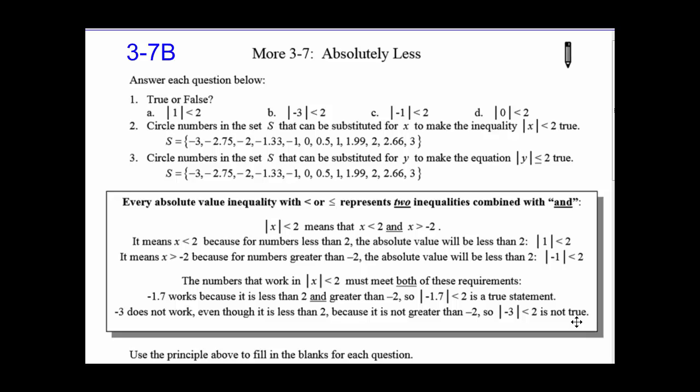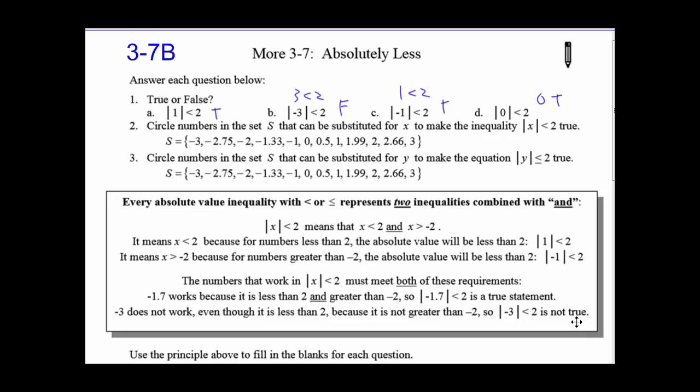This is absolutely less. Here we go. We need to answer the following questions and see if they're true or false. Is the absolute value of 1 less than 2? Absolute value of 1 is less than 2, so that's true. Absolute value of 3 is 3. Is 3 less than 2? No, that's false. Absolute value of negative 1 is 1, which is less than 2. That is true. And the absolute value of 0 is still 0, so that is true.